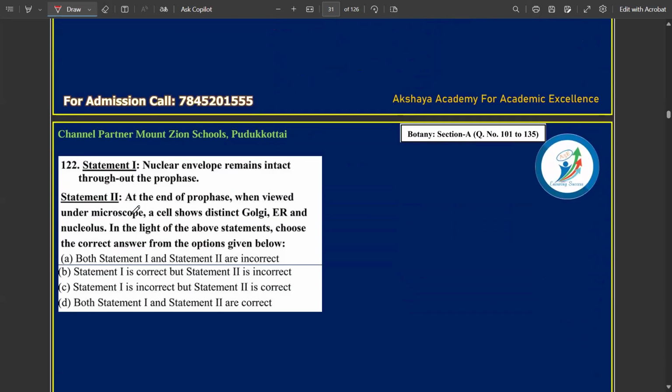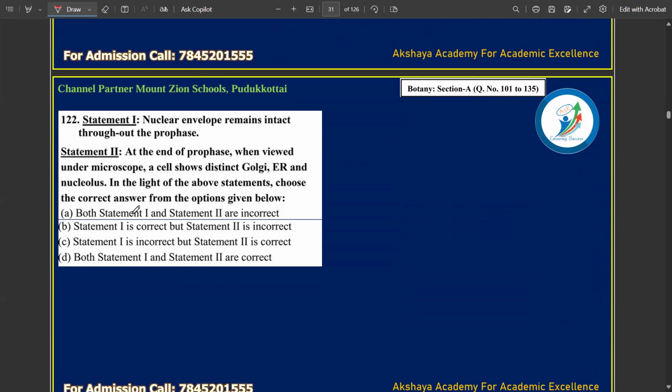Your next question is two statements. The nuclear envelope remains intact throughout the prophase. They are intact throughout the prophase, which is false. They dissolve. Only then can the chromosomes come out and arrange themselves in the metaphase plate. If they are not dissolved, they're not going to come. So the statement is wrong.